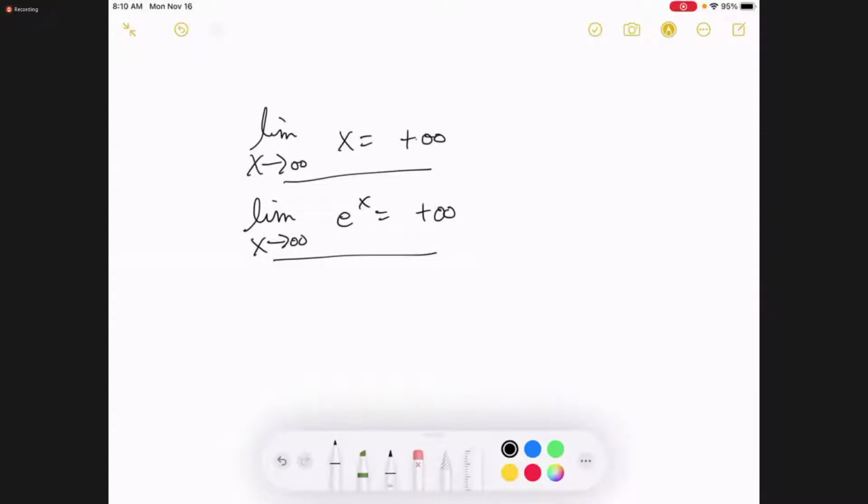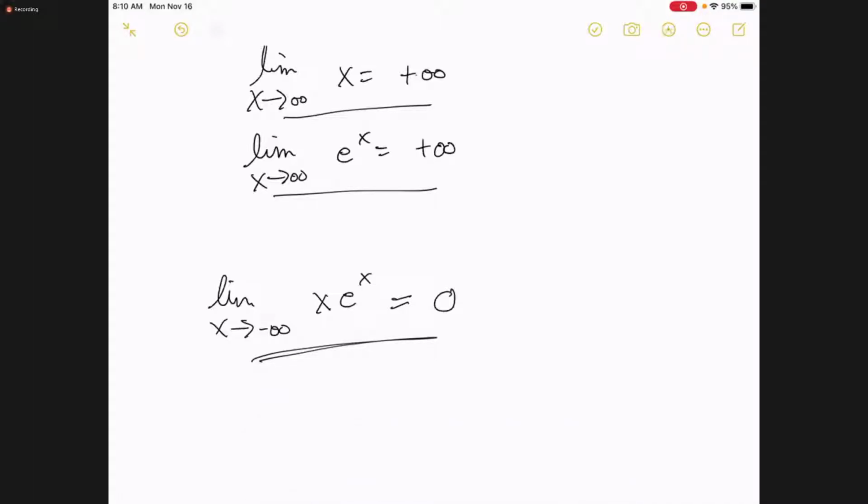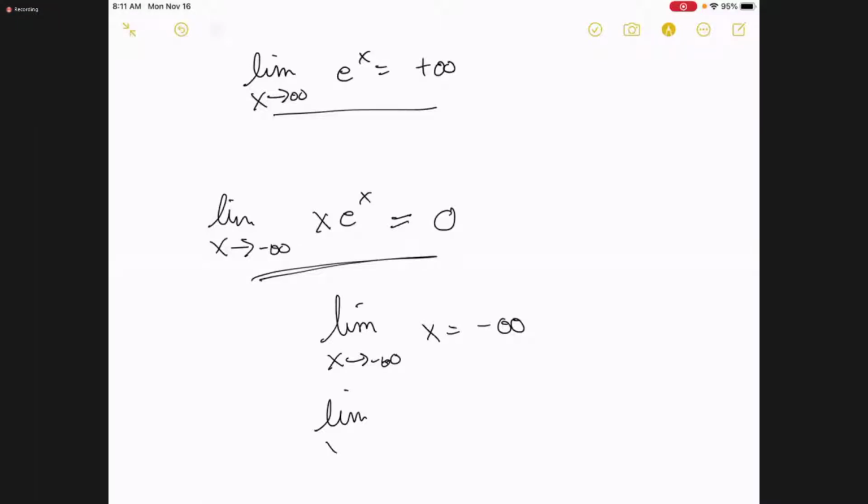Okay, what about the limit as x approaches minus infinity of x e to the x? Oh, we haven't had L'Hopital's rule yet. Okay, I'm just going to go ahead and tell you. This is an indeterminate form, okay? Because the limit as x approaches minus infinity of x is minus infinity, and the limit as x approaches minus infinity of e to the x is zero. That's where you have that horizontal asymptote. Remember, e to the x looks like that.